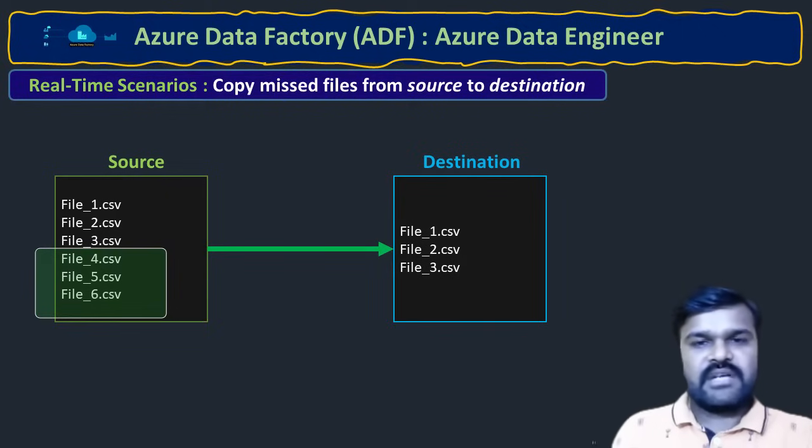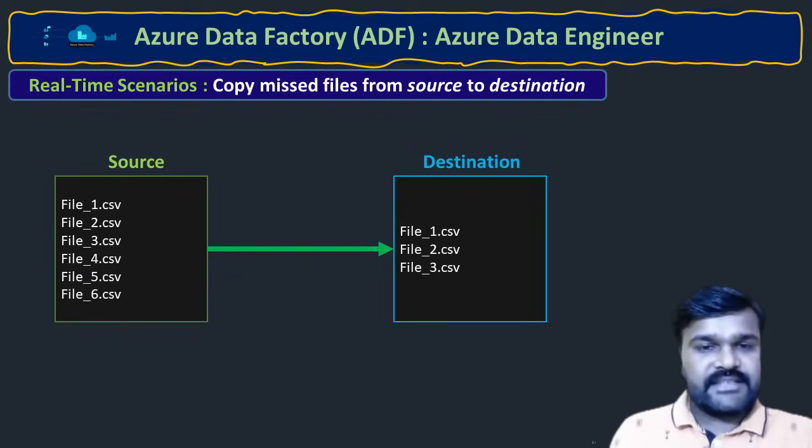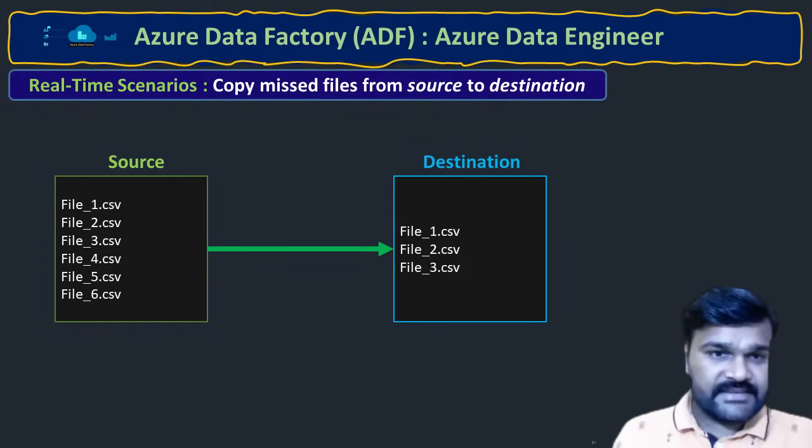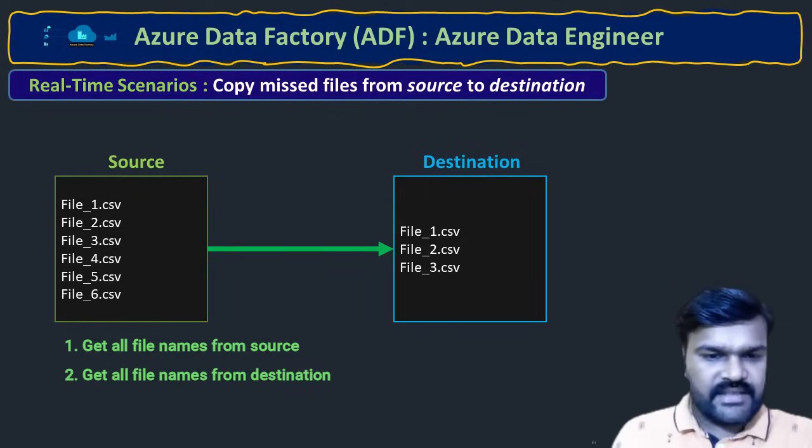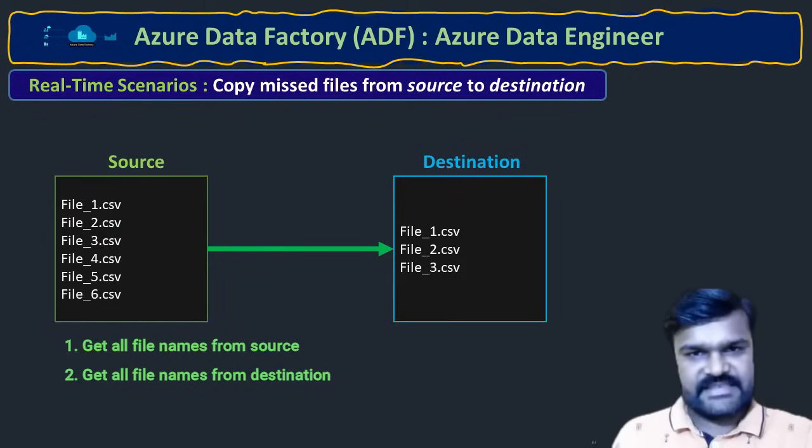So for this, how are we going to design a pipeline to fulfill this requirement? Let us try to understand how you can achieve this. Total 6. So the very first thing is we should know all the file names from the source container. And similarly, another step is, from the destination also, all the file names that exist, we should know. So all the file names we should know from both source and destination.